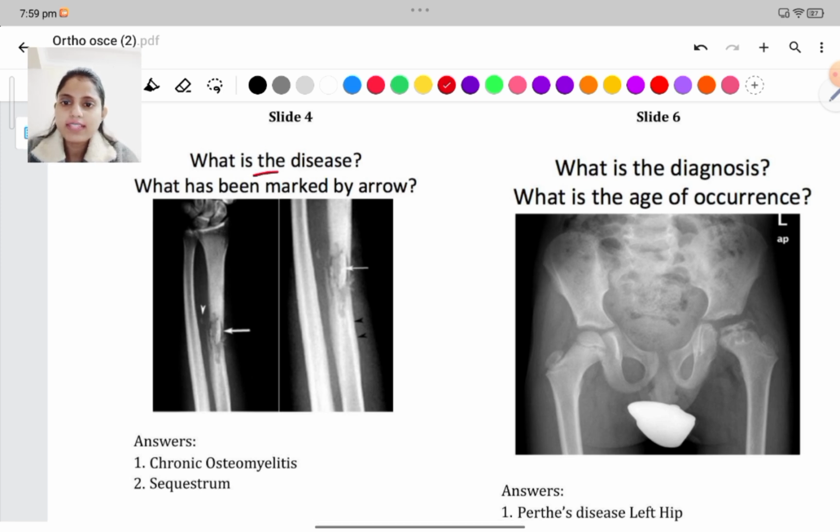What is the disease and what has been marked by the arrow? Here we can see the dead bone, sequestrum. So this is chronic osteomyelitis. In chronic osteomyelitis, sequestrum is seen, and what has been marked by the arrow? The arrow shows the sequestrum.